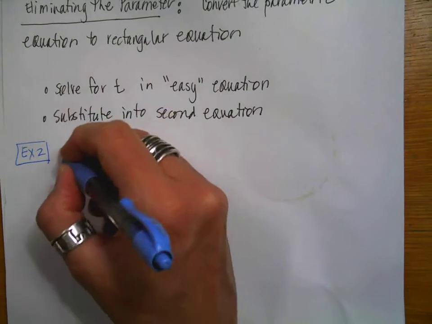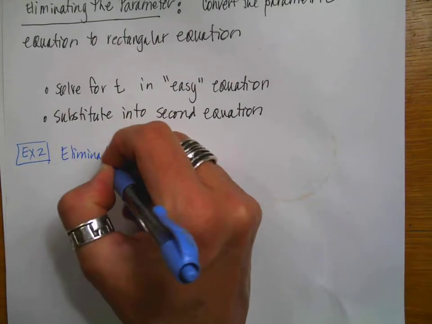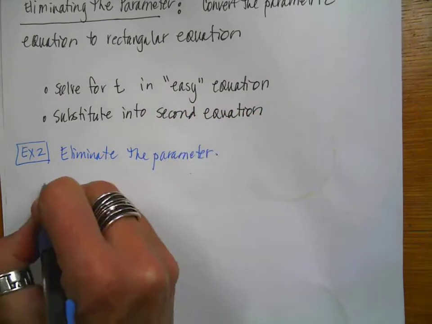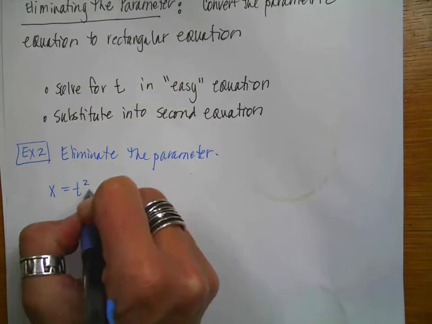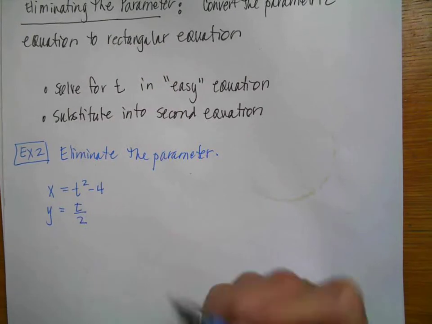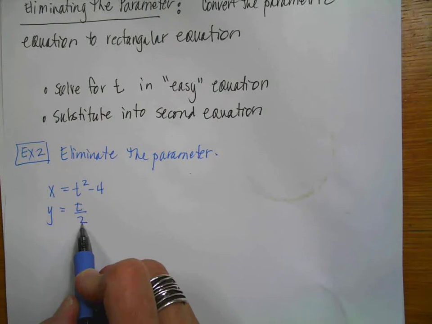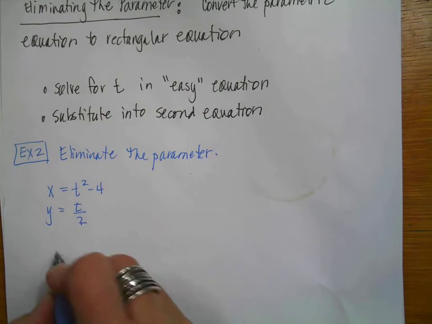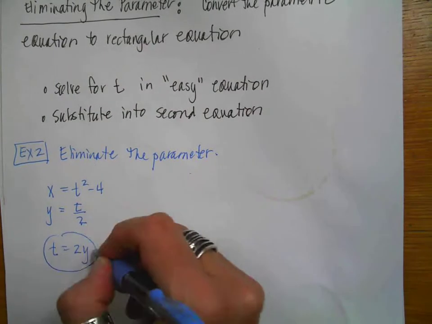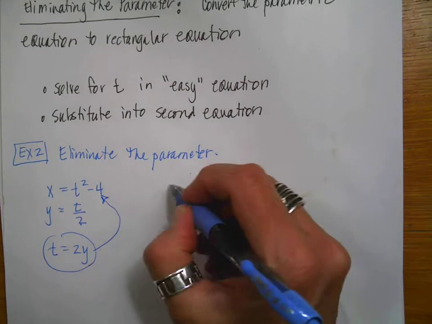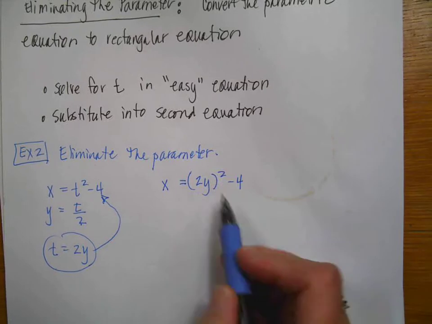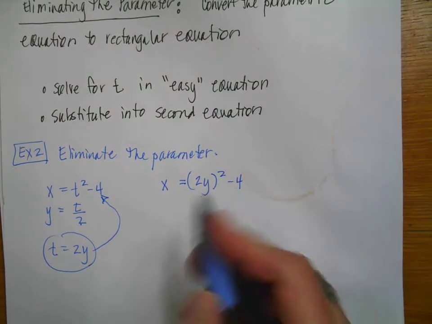So for our second example, the directions are going to say eliminate the parameter. So the equations that we're going to be given is the one that we were just doing, x equals t squared minus 4, and y is going to equal t divided by 2. So this one is actually a little bit easier because I don't have to deal with the plus or minus. So I'm going to solve for t. So t is equal to 2y. Now I'm going to take this and substitute it into my x equation. So x is going to equal (2y) squared minus 4. And then I need to solve for y.